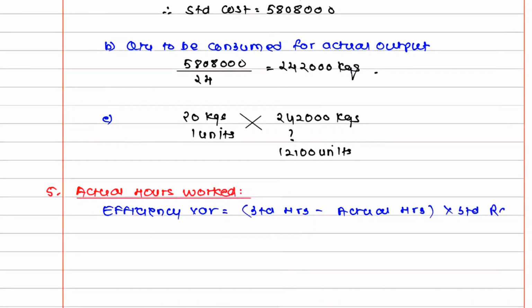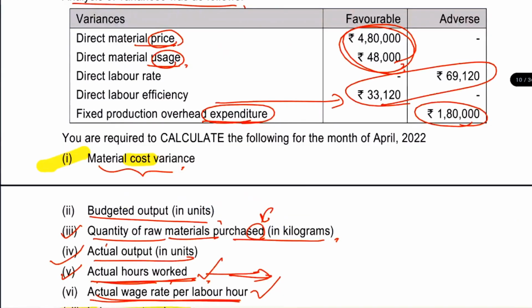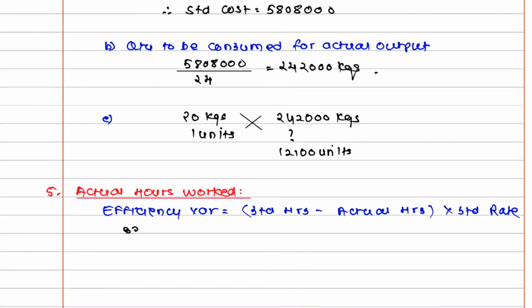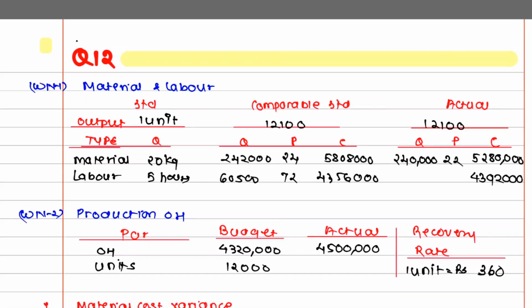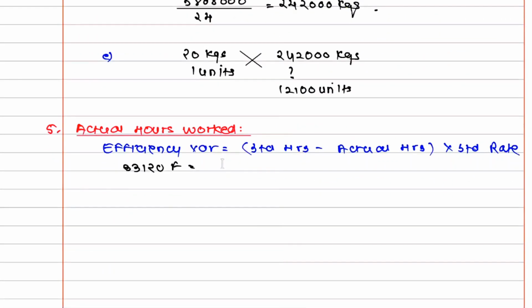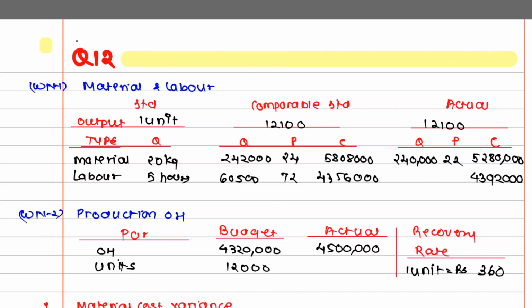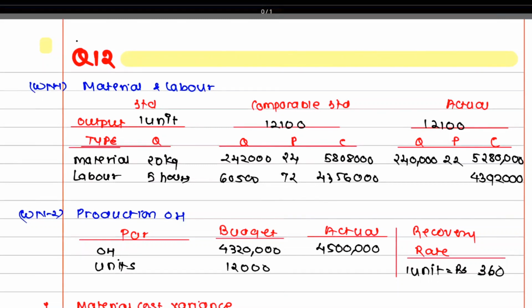Okay, I have everything except actual hours, so let me just copy that. I have my variance with me, the efficiency one, which is favorable, 33,120 favorable. How many standard hours, if you just check? The standard hours are 60,500 minus actual hours, I don't know, into, let me check the standard rate. So what is your standard rate? 72.